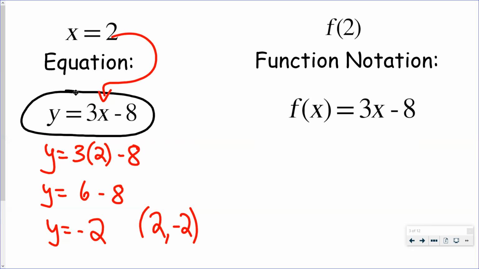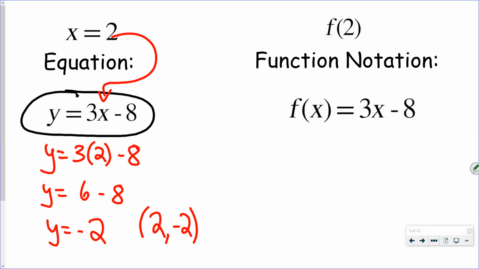This is what we're looking for. So this basically tells me this is a function because that one input has exactly one output. If I plug 2 in here, I'm not going to get any other answer other than -2. This is it via equation form. Well, we're talking about functions.